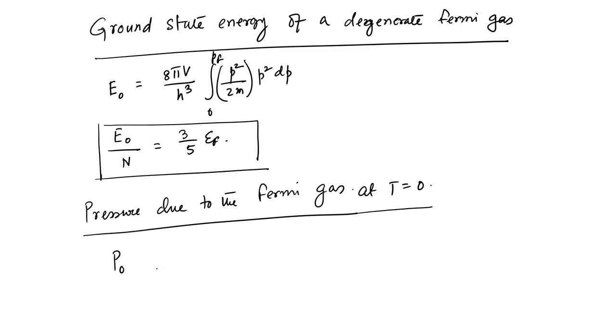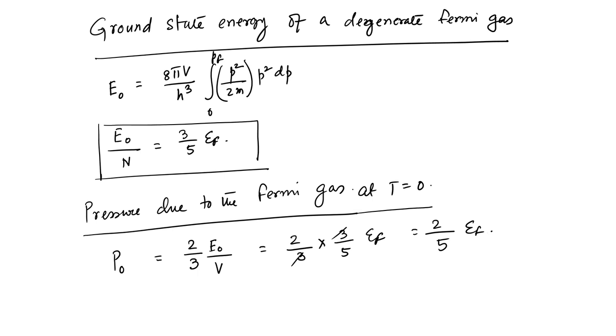If you calculate it and use this formula that we have derived a number of times, at least for the non-relativistic case, it was two-thirds U by V, where U is nothing but the internal energy, which is the ground state energy here. This is equal to 2/3 into E0 by V, which is 3/5 epsilon F, and so it's 2/5 epsilon F and things like that.